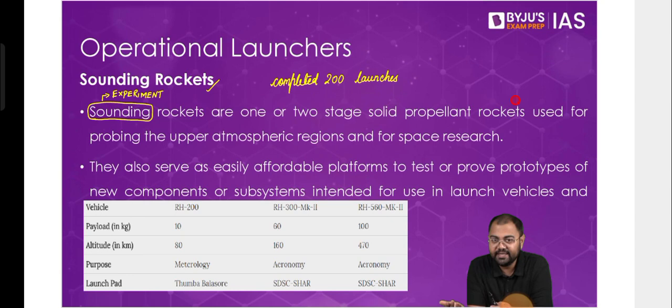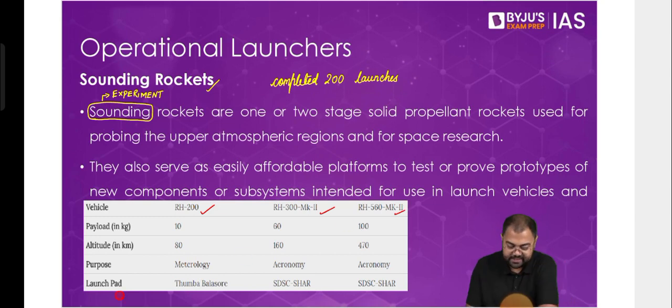So that's why sounding rocket launches are not really in the news all the time, and even though it has completed more than 200 launches as of last year, still we haven't heard of sounding rockets. So that's a sounding rocket, because it does experiments. That's why the name sounding. There have been multiple different variants. Three of the most important variants are these, but there are others: RH80, RH130, RH160. There are many other RH rockets or sounding rockets here.